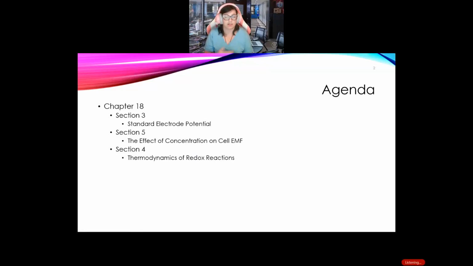So we'll talk about the standard electrode potentials, which will tie back to what we've been talking about with redox. We'll do the effective concentration on cell EMF, and then we'll start talking about thermodynamics, and that'll move us into our further discussions of thermodynamics for other topics as we move forward.